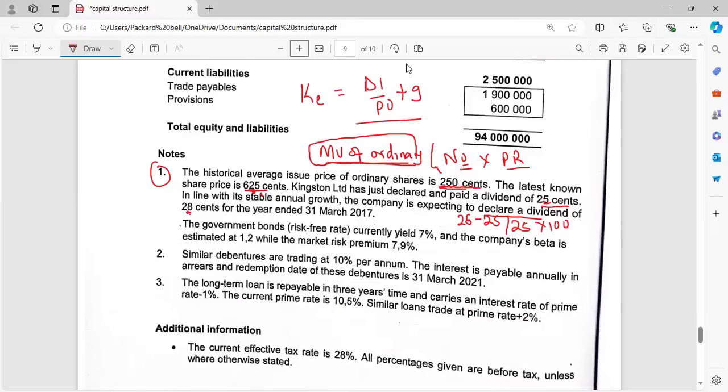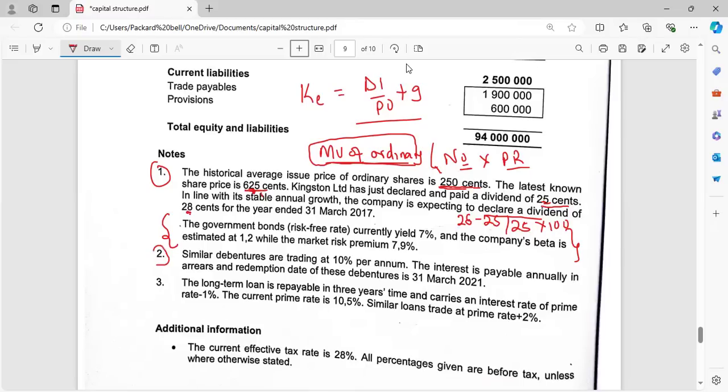Let's look at, once you see this part, then it means you can use the capital asset pricing model. If in the question they give you the government bonds and all this, then you can apply them into the capital asset pricing model. Right, so let's look at note number 3.